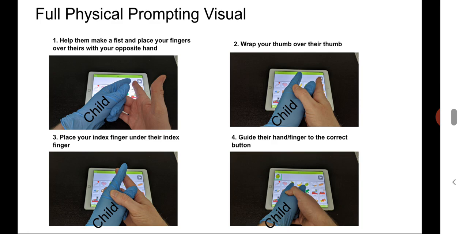Step 1, you're going to take their hand and help them make a fist and place your fingers over theirs with your opposite hand. And of course, the child's hand is the one that is in the blue glove. So then, after you have helped them make a fist and you've placed your fingers over their hand, you're going to wrap your thumb over their thumb like you see in picture 2. And then after that, if you look at picture 3, you place your index finger under their index finger to help them extend that index finger into a pointing motion. And then after that, you're going to guide their hand and finger to touch the correct button.